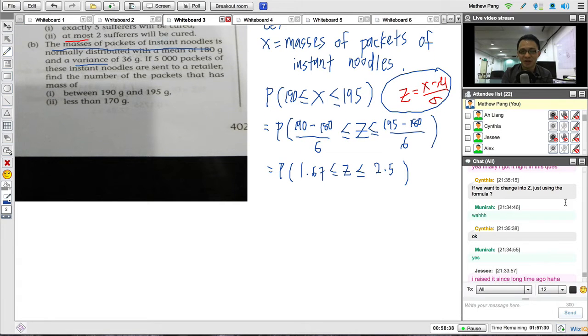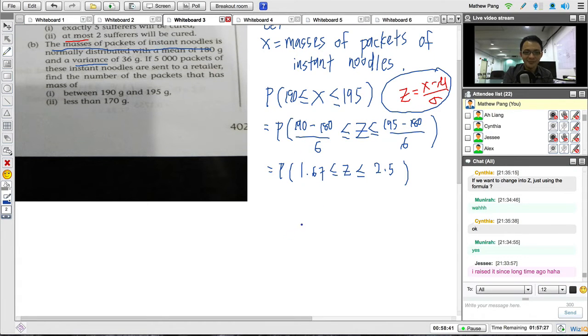Okay, now it's time for drawing. This one, everything is positive. You see this Z value is positive, this Z value is positive. So if I have the bell-shaped diagram here, let me draw here. You just imagine this is something like 0. So here will be negative. All the negative Z values will be here. But in this case, both numbers are positive. So I just randomly draw some lines. I call this one 1.67 maybe. And then I call this one 2.5.